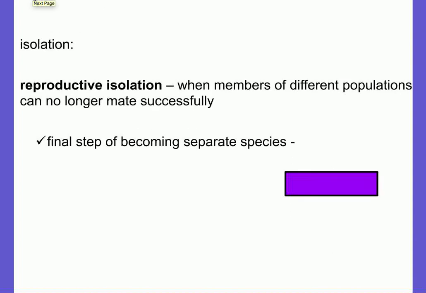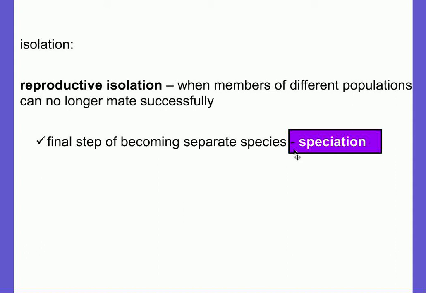So to start, that isolation itself, what we're looking for eventually is reproductive isolation, because that's when members of different populations would no longer be able to mate successfully. That would be the final step in making separate species. That's when speciation actually occurs. So we actually have a few examples of this. Although we've never been able to see this happen necessarily, we see that final step in multiple cases.